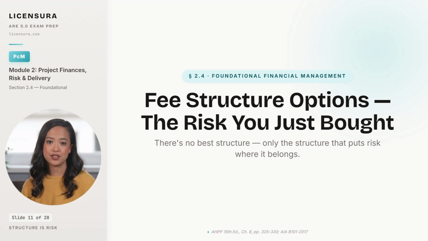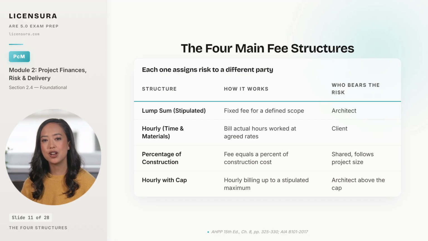Most architects pick a structure out of habit or because the client asked for it, without consciously deciding which party should bear the scope risk. The result is firms that quietly absorb hundreds of thousands of dollars of uncompensated work because they signed a lump sum contract on a scope nobody had pinned down. Start with the four main structures and what each one actually transfers. 4 structures and what each one transfers.